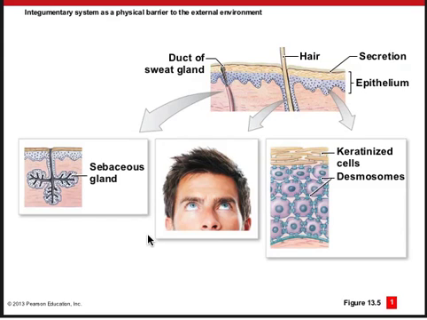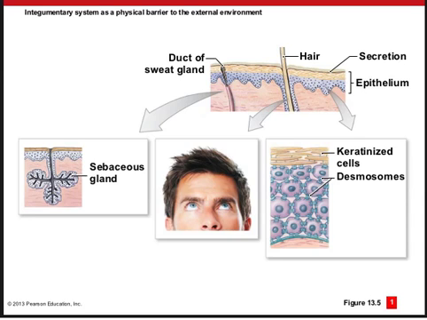So here we can see some of our physical barriers at work. The integumentary system is an obvious one. Okay? It provides a major physical barrier to invasion by pathogens. There are glands that are embedded in the integumentary system that generate secretions that cut down on the ability of living pathogens to reproduce. The sebaceous and sweat glands have secretions that flush the surface.